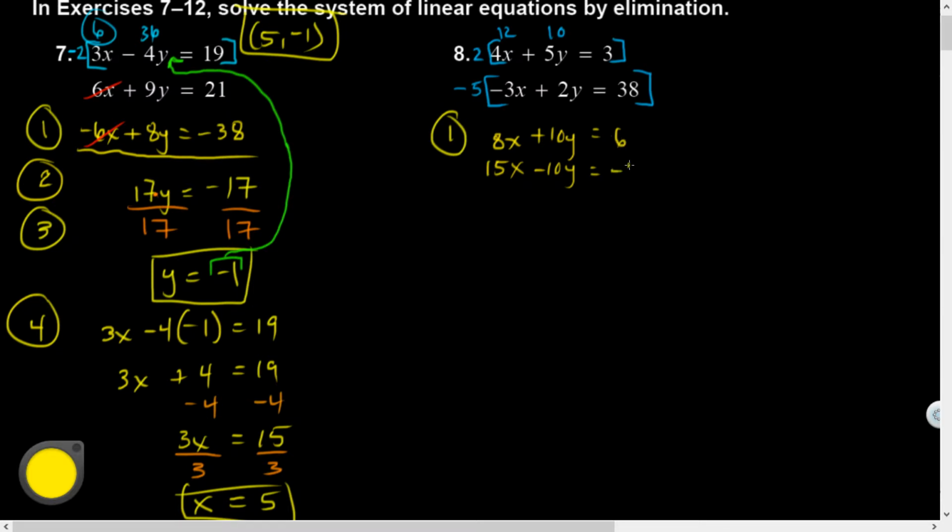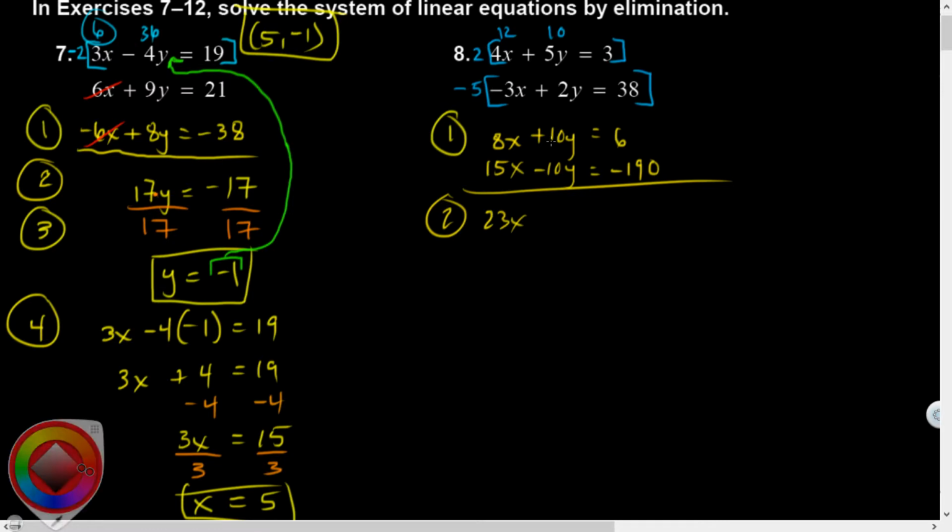Negative 190. Let's see. I think I agree. All right. So step 1, and then we'll do step 2 of adding it up just so we get the reward of the elimination process. 8x plus 15x would have been 23x. And look at this. Look out, Y's.